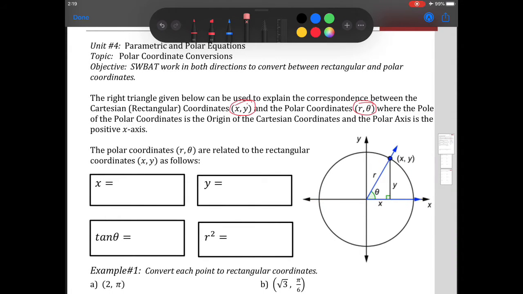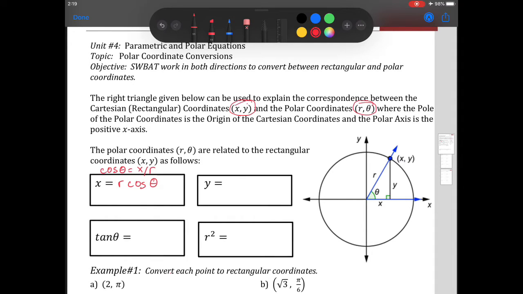The polar coordinates r, theta are related to the rectangular coordinates x, y as follows. Where does it come from? If I was to find cosine theta, isn't cosine theta x over r? If I solve for x, isn't that r cosine theta? So that's where it comes from.